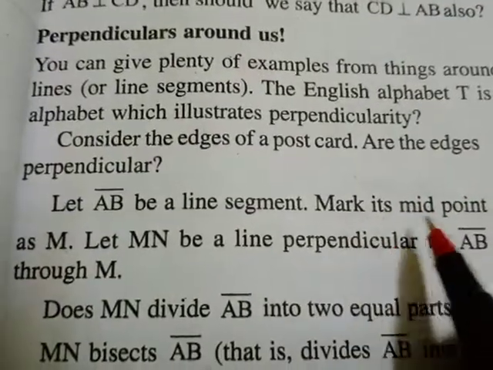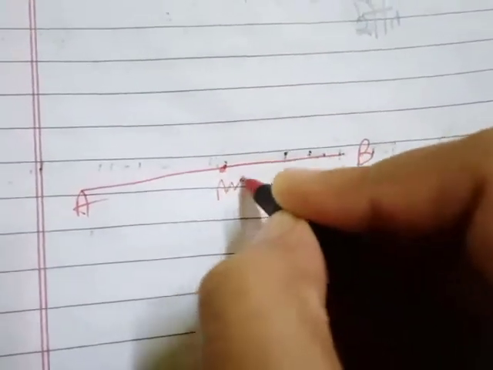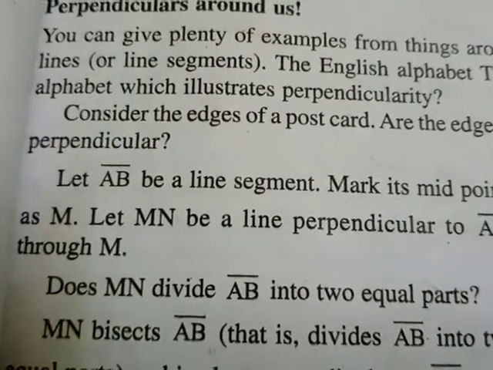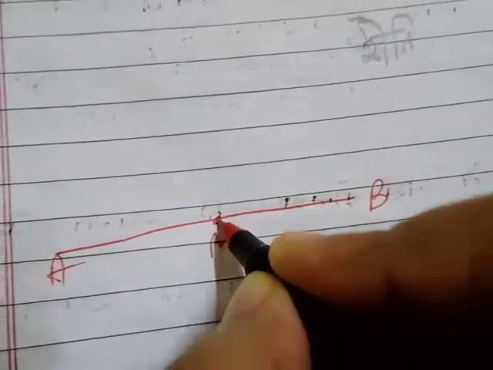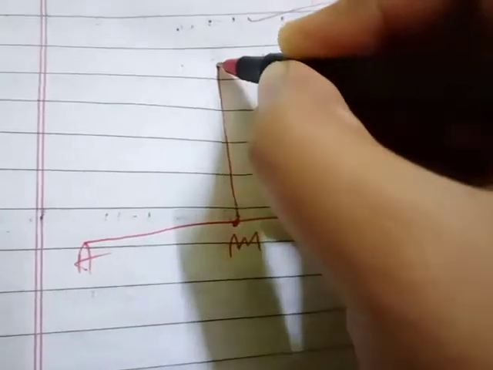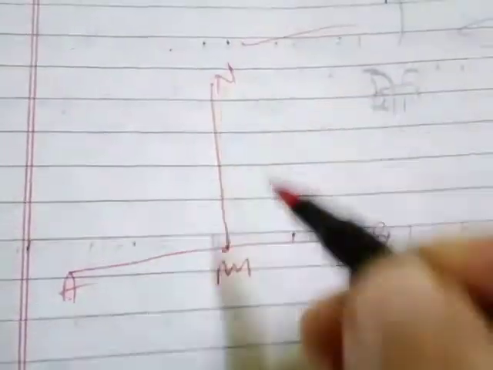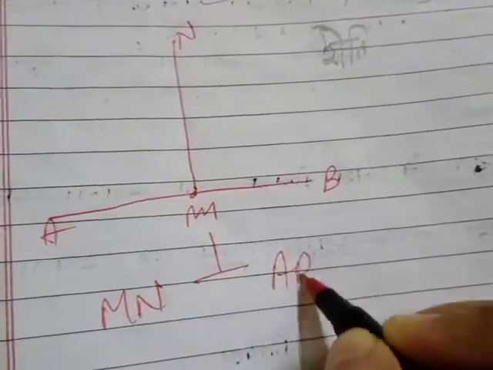Okay, then it is written, mark its midpoint as M. In the particular line segment, I just marked the midpoint as M. Got it? Then let MN be the line perpendicular to AB through M. It is written here that from M, you make any point and mark it as N, and make this MN perpendicular to AB.